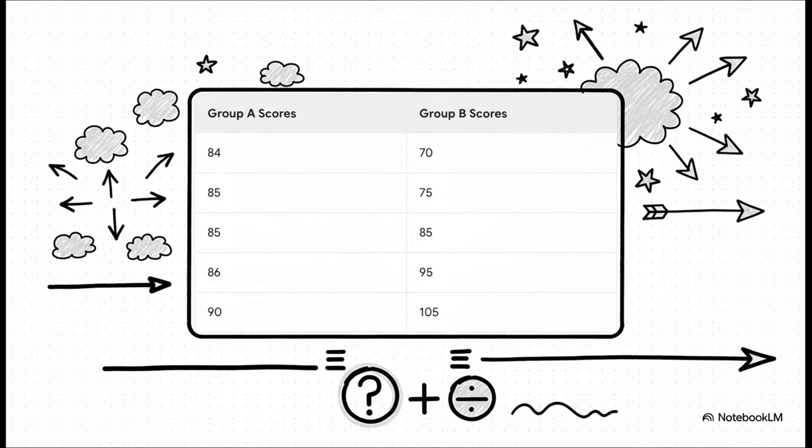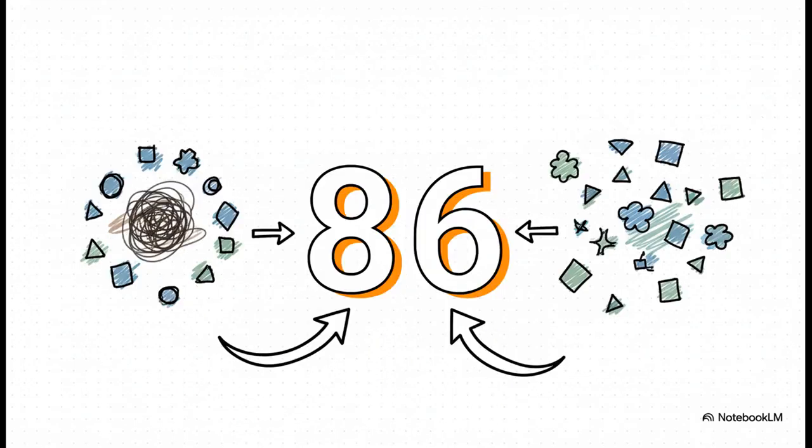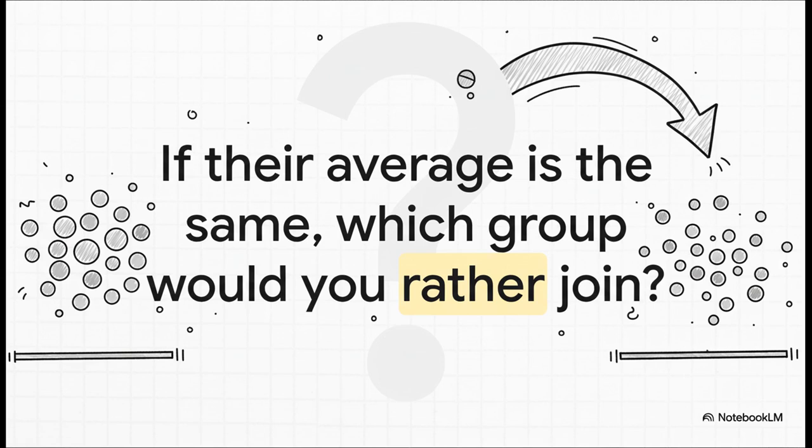So the first, most obvious thing to do here is find the average. And here's our first big plot twist. You crunch the numbers, and the average score for both groups is exactly the same, 86. Yep, on paper, just going by the average, these 2 groups are completely identical. So this is the million-dollar question, isn't it? If their average performance is identical, how in the world do you choose? Does it even make a difference?